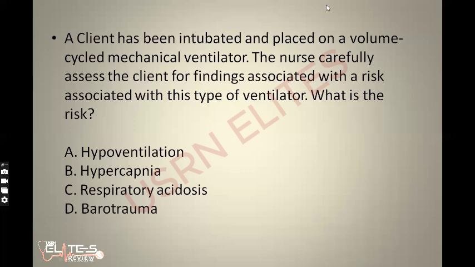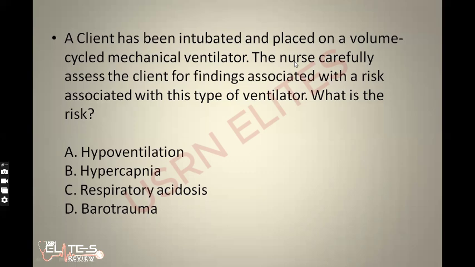Okay, a client has been intubated and placed on a volume cycled mechanical ventilator. The nurse carefully assesses the client for findings associated with a risk. And it's asking us which type of risk that is. Or does someone want to answer? I want the explanation for the volume cycled mechanical ventilator. Okay. This time, do you want to answer? Yes, I want to try.